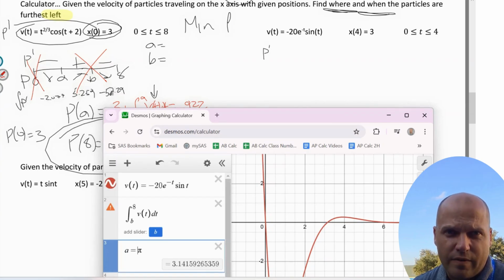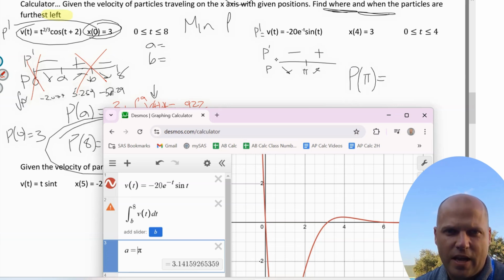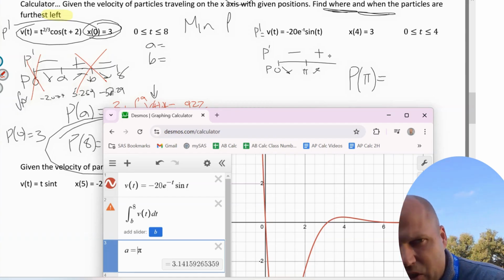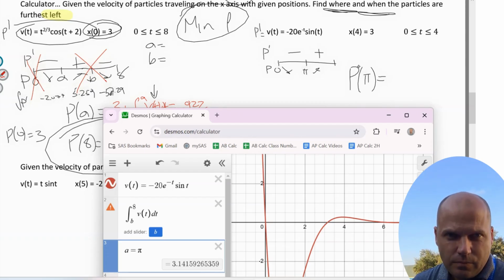Okay, so my derivative, which is given to me, is negative until pi, and then positive from pi to 4. My position decreases, then increases. When is going to be my min? I know my min has to be P of pi. I don't have to check at 0 because my position decreases to get to pi, and then my position increases. It's the min position. So this is it. Now, I have my ending position at time 4.